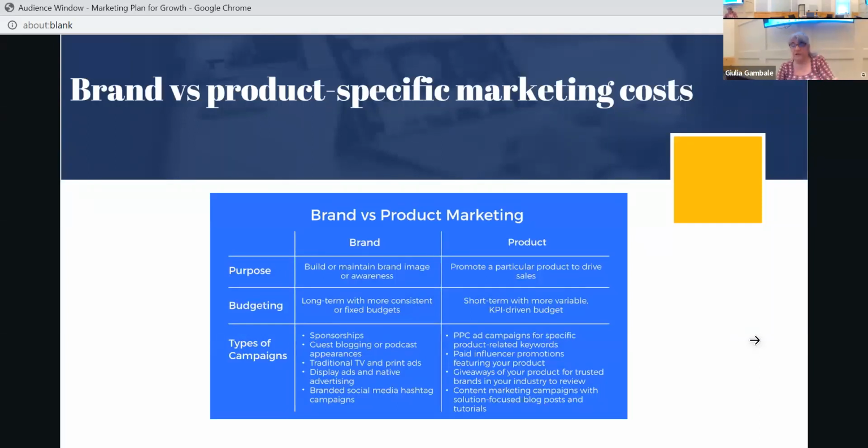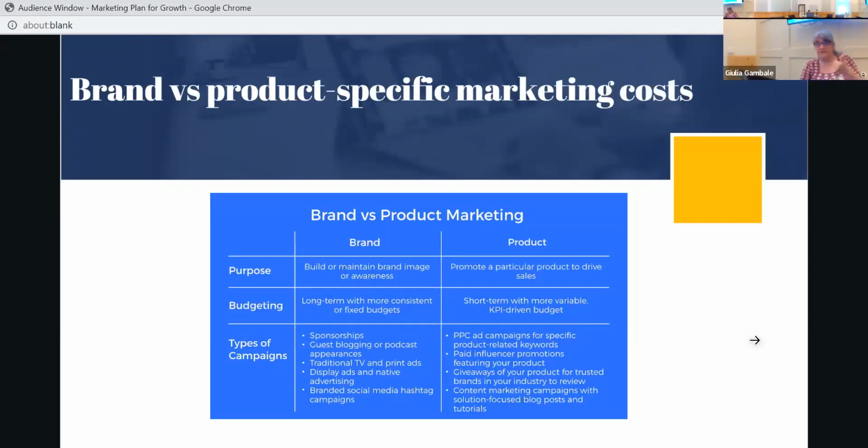Types of campaigns. So for brands, we're talking about sponsorships, right? Put a sign out on a golf course, sponsor the Little League game. Your name is there. That's basically all they really can give you. Guest blogging or podcast appearances. That's something that's been happening a lot lately. Traditional TV and print ads, still around. Display ads and native advertising. So that's your online ads that are on a variety of websites and that sort of thing. Branded social media hashtag campaigns.